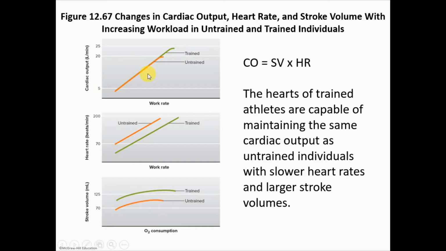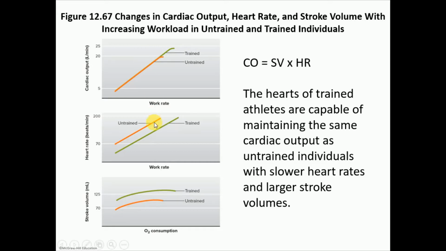So we see here that this untrained heart is only able to increase the cardiac output to a certain degree, but the trained heart can increase the cardiac output even more, and that is because the heart of an athlete is stronger, has adapted to strenuous exercise, and is able to do that without putting too much strain on the heart.